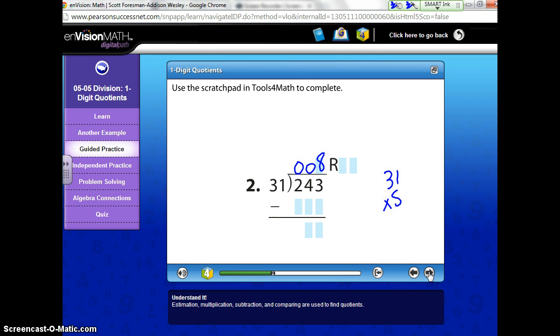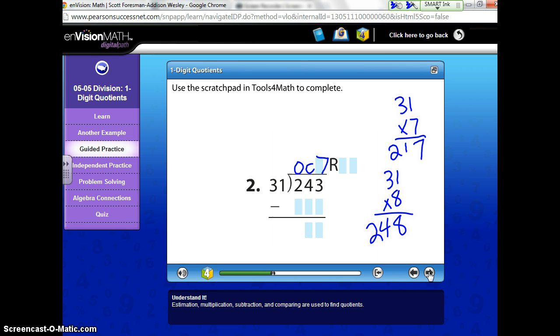31 times 8. 8, 24. Is that going to work? Oh, it's too big, isn't it? Why? We can't put that underneath here because it's bigger than 243. Oh, we didn't pick the right number. Since it's too big, Darius says let's try a 7 instead. 31 times 7. We've got 7.